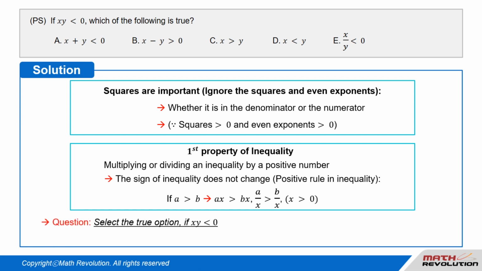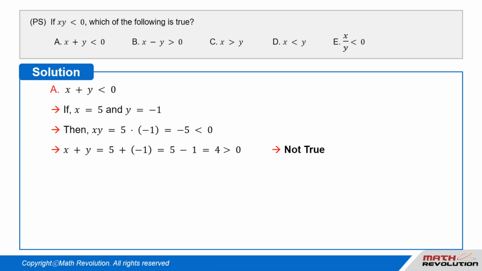We are required to select the option that is true if x times y is less than 0. Let us look at the options. A. x plus y is less than 0. If x equals 5 and y equals negative 1, then x times y equals 5 times negative 1, that equals negative 5, which is less than 0. However, x plus y equals 5 plus negative 1 equals 5 minus 1, that equals 4, which is greater than 0. Thus, this option is not true.